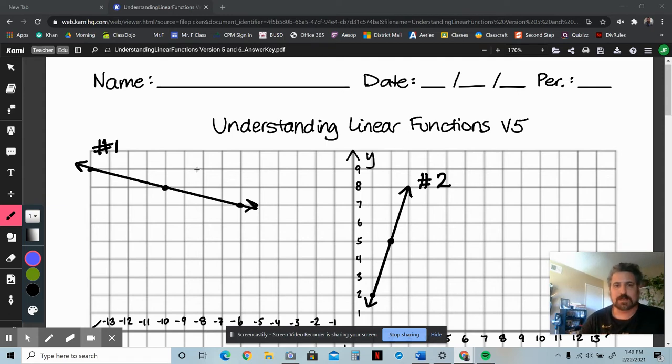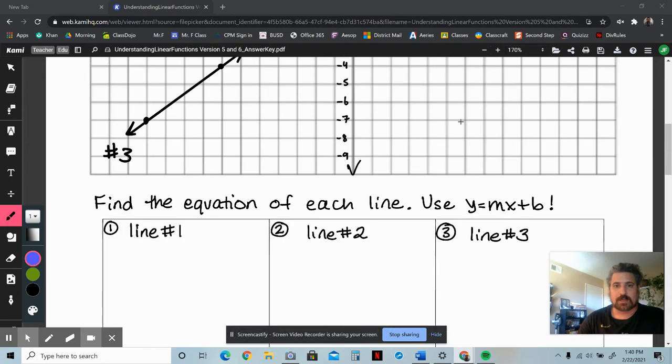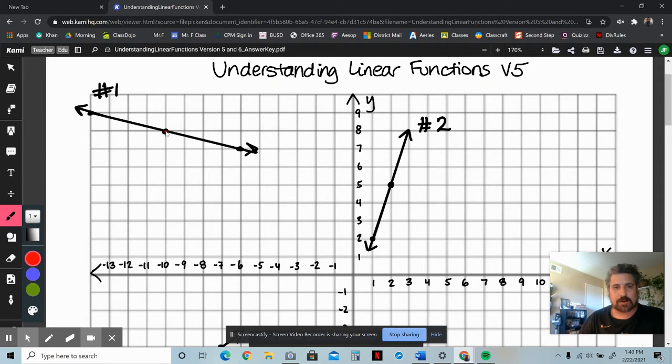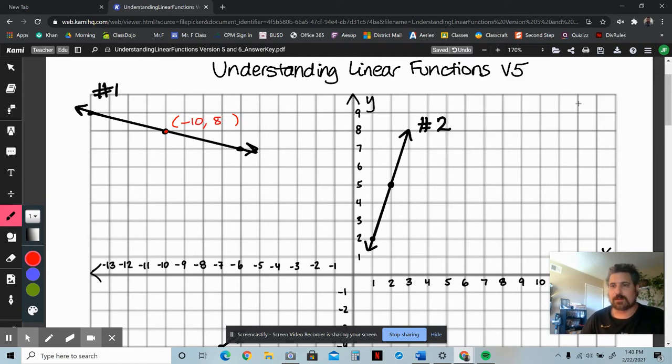So the first thing is line number 1 here. It says find the equation of each line, use y equals mx plus b, which is your standard slope-intercept form of an equation of a line. And the way we do this most efficiently is to identify the slope and one of the ordered pairs. So let's pick this one right here. That one has an x value of -10 and a y value of +8. So we have one ordered pair on that line.